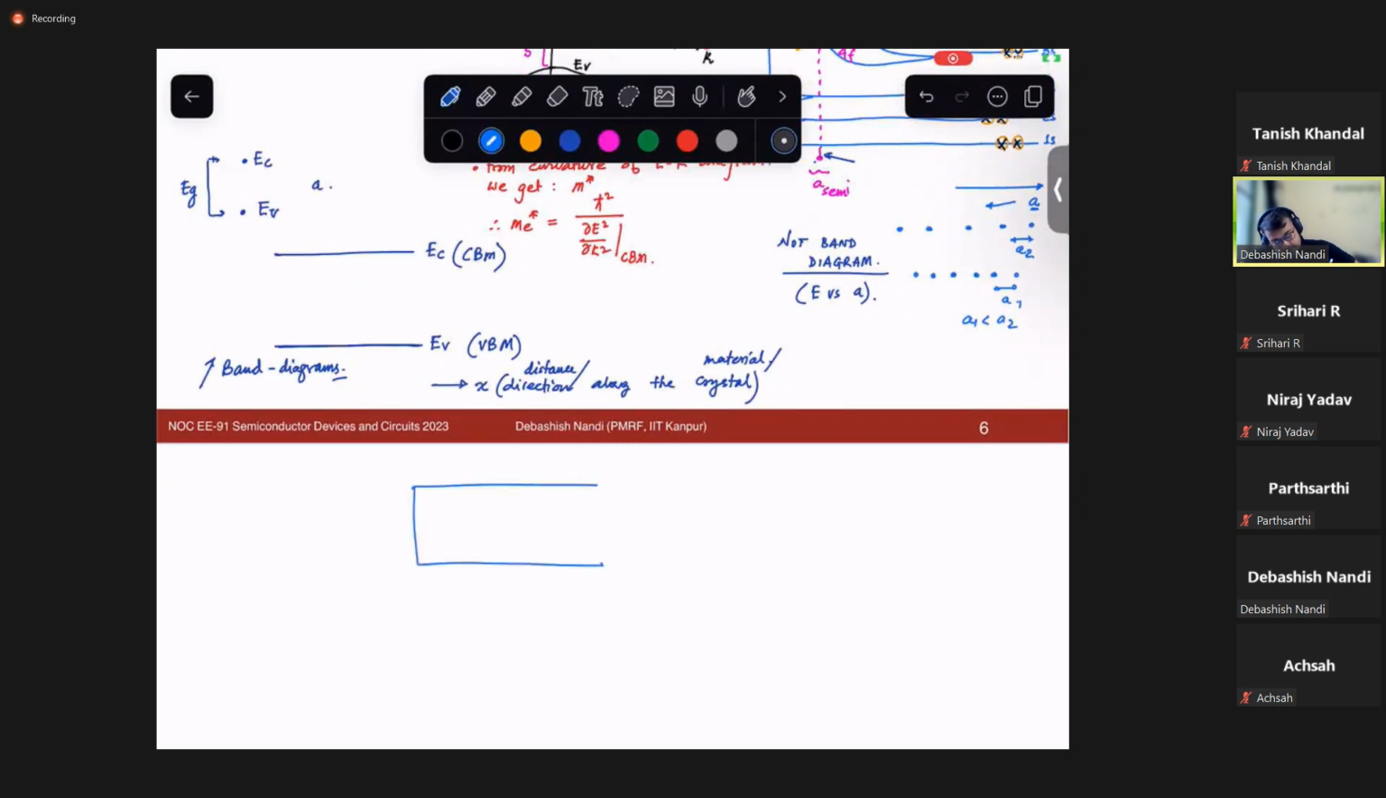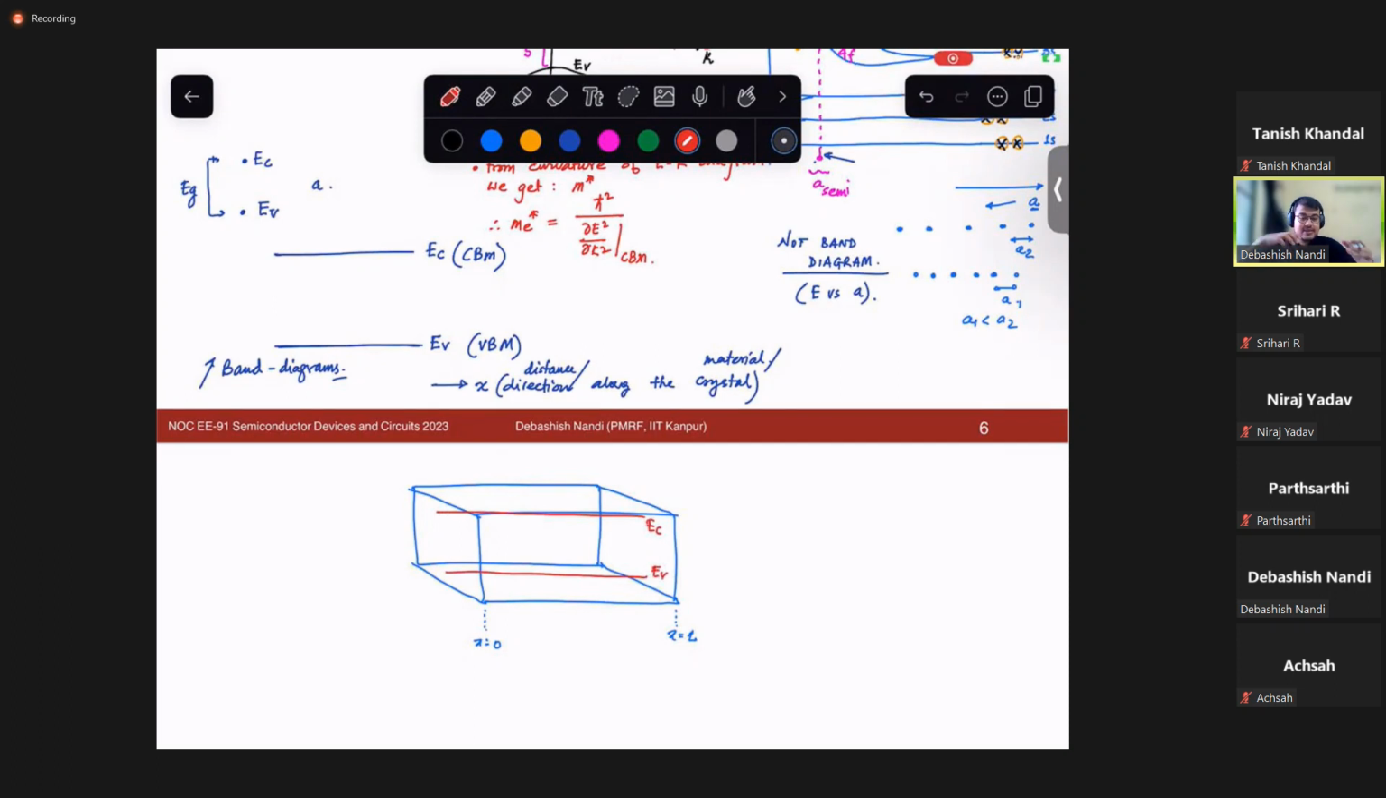Suppose this is your crystal, say a bulk crystal. Don't confuse it with your unit cell. It is not a unit cell. This is a piece of silicon, some bar of silicon. Now let me call it x equal to 0 and x equal to some distance, let's say L. The conduction band energy varies like this, and this is the valence band energy. This is EC, this is EV.